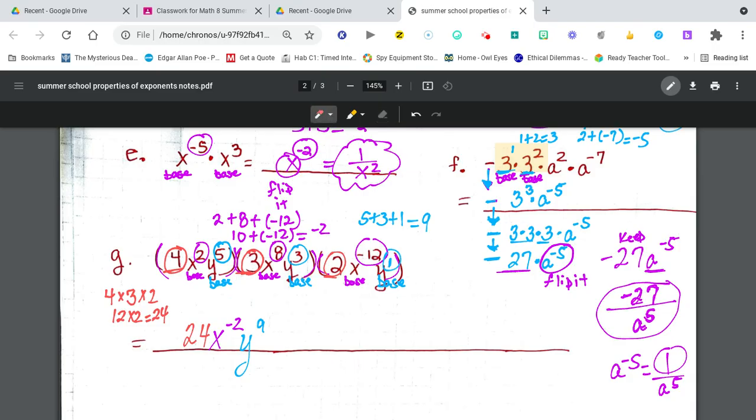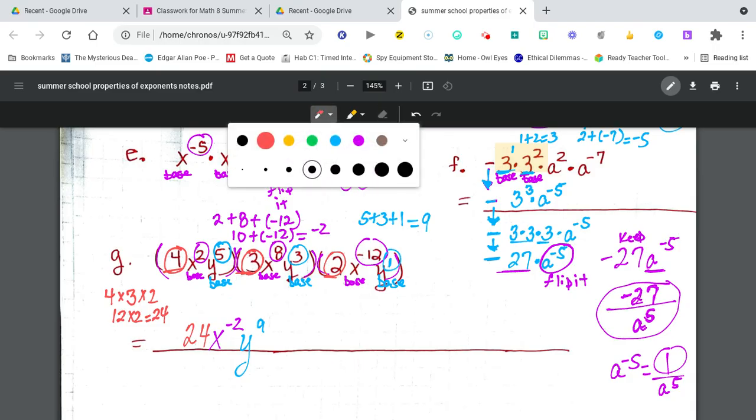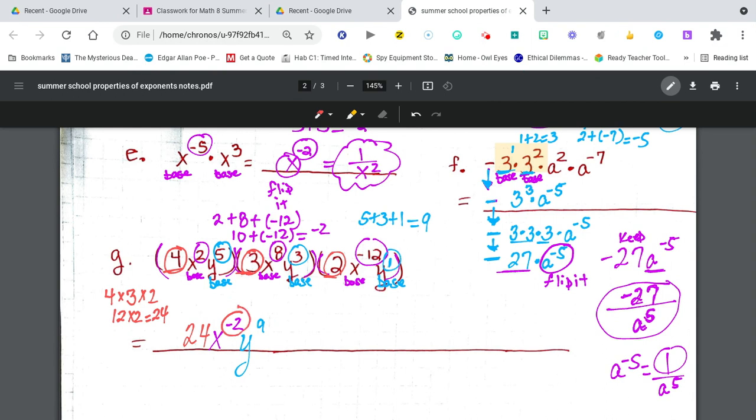I'm not finished because I have a negative exponent. So I'm going to flip base x, because it's the base with the negative exponent. So I just create a bar, and I'm going to keep the 24 on the top and keep the y to the ninth on the top, but I'm going to flip that x to the bottom. And when I flip it, the exponent becomes positive. And that's what you end up with.